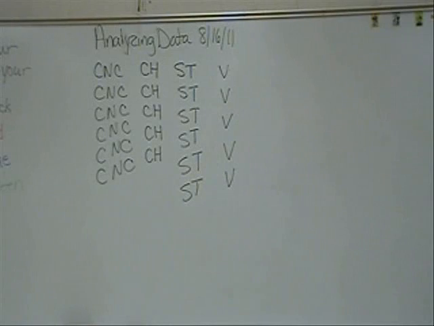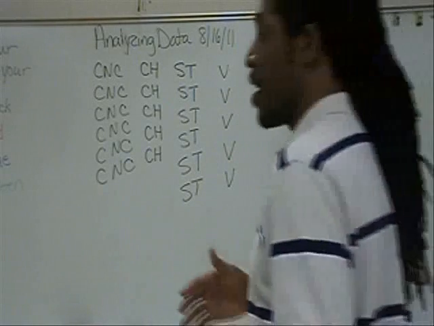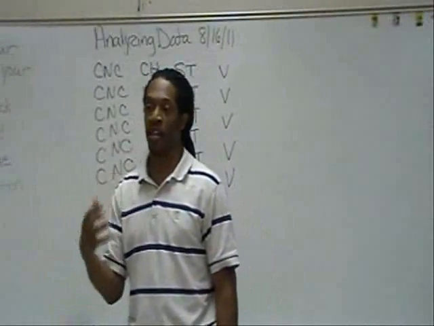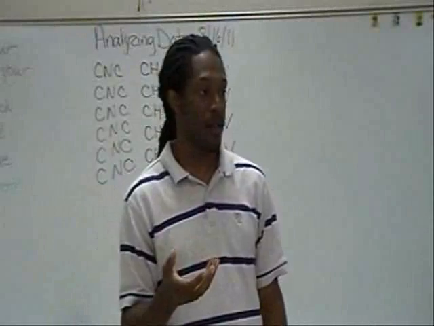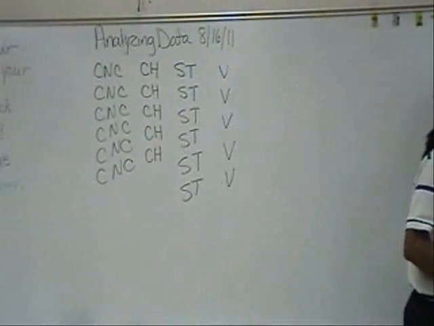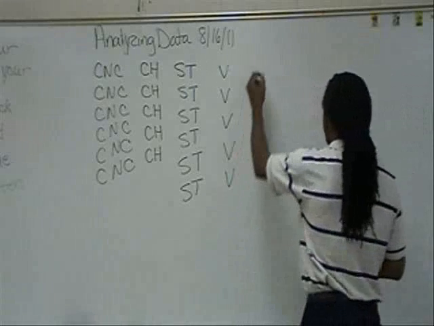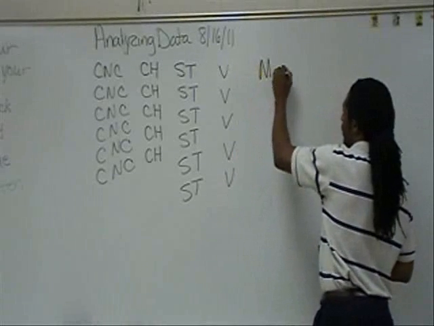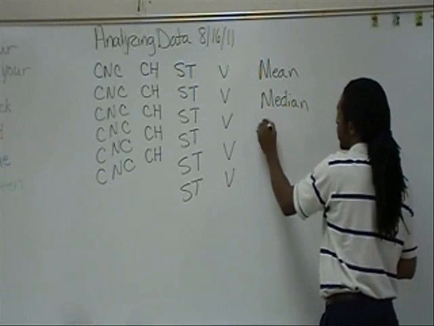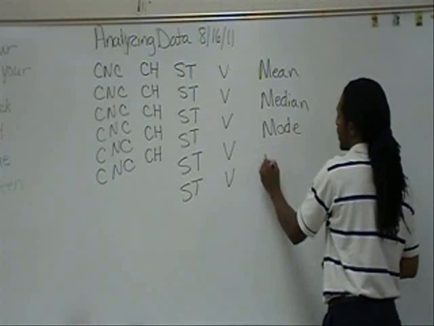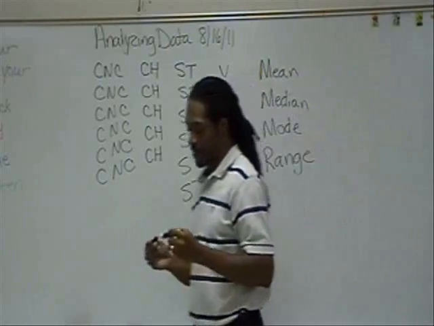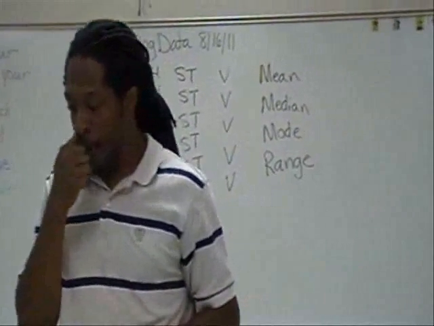Each one of those represents the response that we made as far as what our favorite flavor of ice cream is. Okay? Now, what we're going to do with that data is we're going to analyze it by starting with finding our mean, median, mode, do we write that on there? Yes, and range. Okay? Our mean, median, mode, and range.